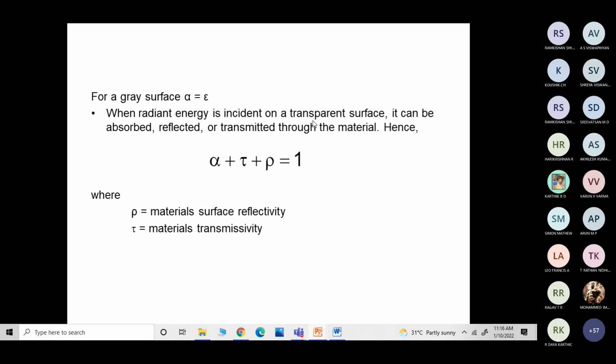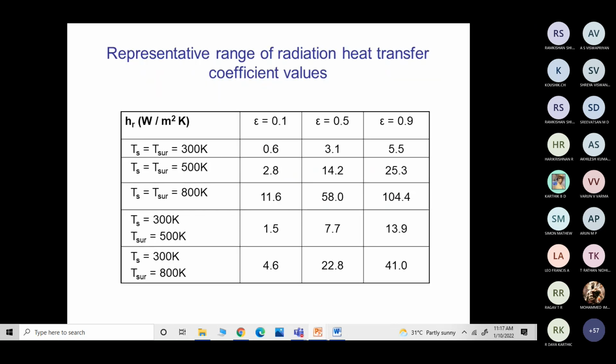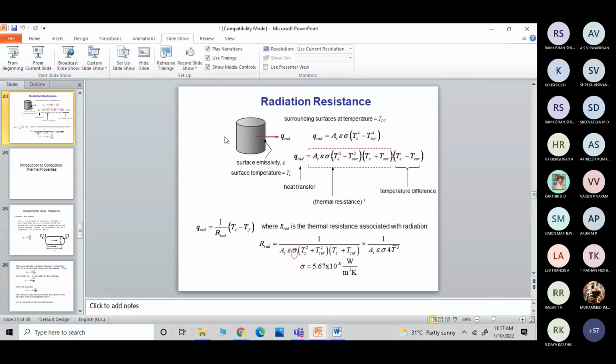When radiant energy is incident on a transparent surface, it can be absorbed, it can be reflected, or it can be transmitted. Especially when you take a glass surface, partially it will be absorbed, partially it is transmitted, and partially it is reflected. So these things you should know, and the remaining things we will be discussing when we discuss radiation.